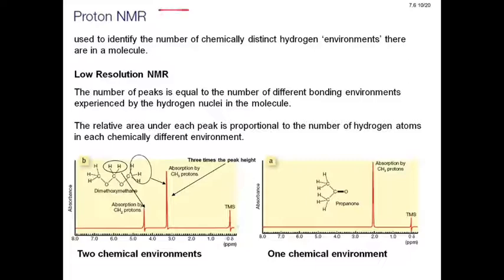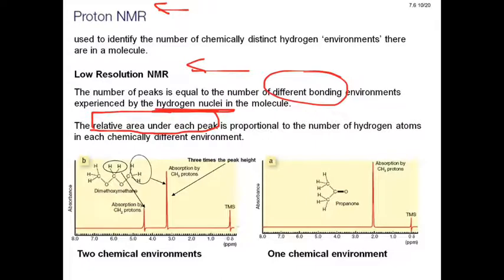Now here's proton NMR. Now we're starting to get to the business end of this, the types of questions you're going to get asked. Proton NMR is used to identify the number of chemically distinct hydrogen environments there are in a molecule. You have two kinds, low res and high res. Now low res is what we've been just talking about, where the number of peaks is equivalent to the number of different carbon bonding environments experienced by the hydrogen nuclei or protons in the molecule. Now this is important, the relative area under each peak is proportional to the number of hydrogen atoms in that particular group or environment.